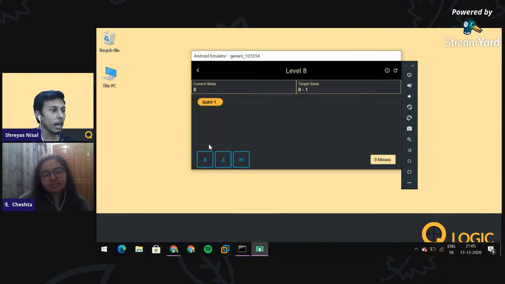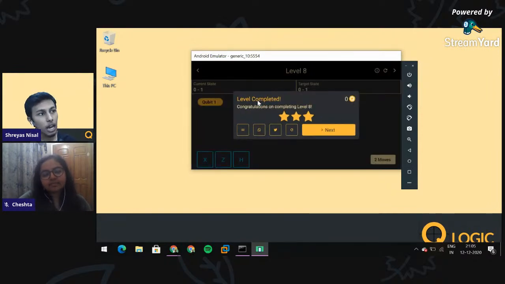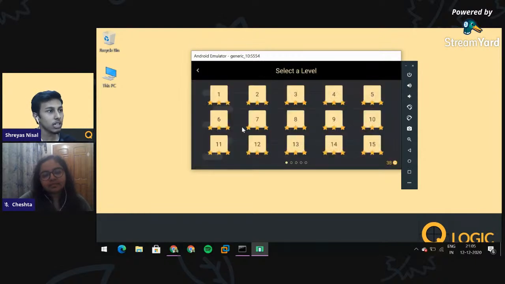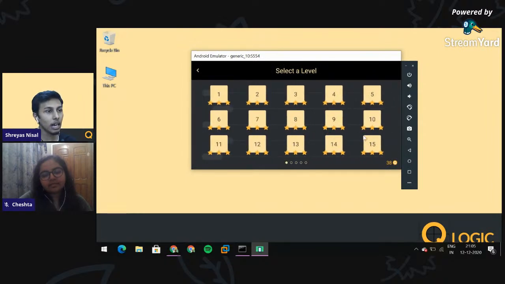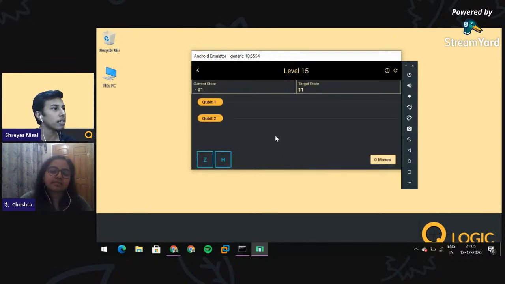So not just are both of these solutions correct, they're also both worth 3 stars because both of them just used 2 quantum gates. So this is what this level looks like, and you can solve it using multiple methods. And then let's take a look at another level, which is this one right here.